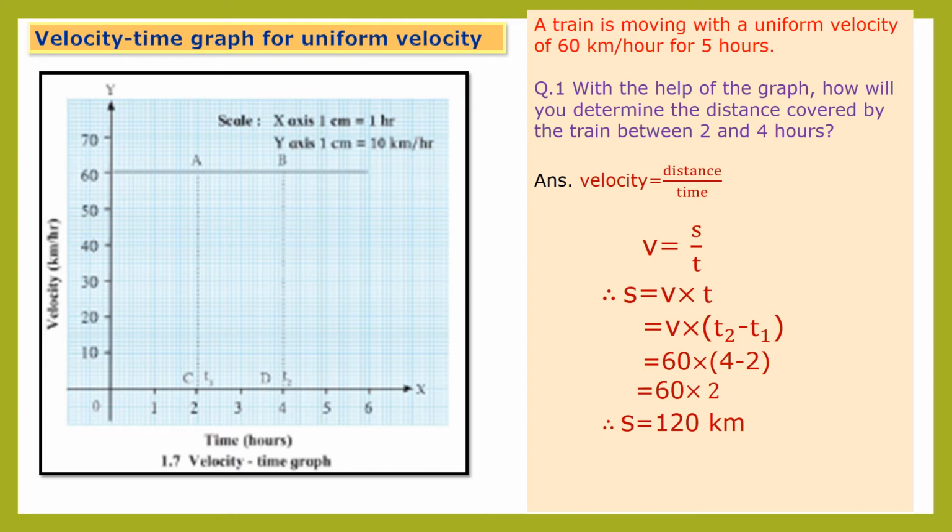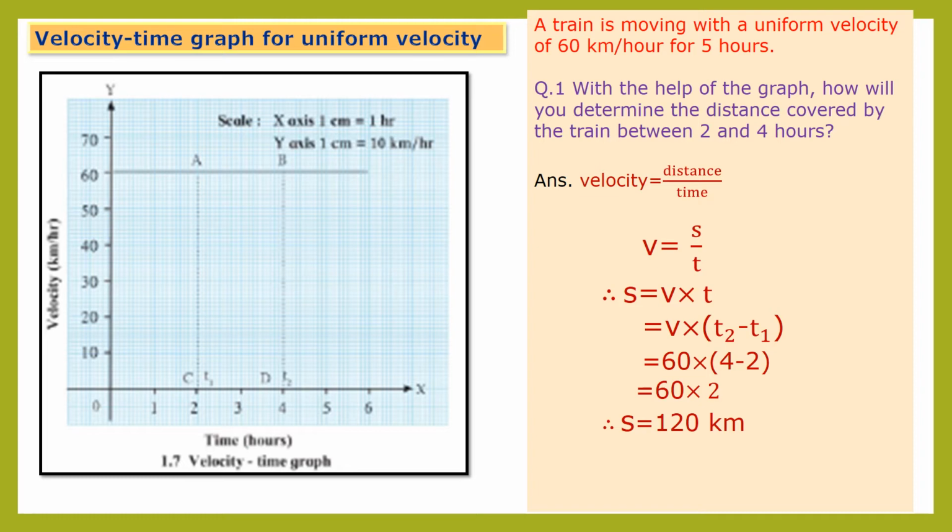The velocity time graph for this uniform motion is given, and on the basis of this we have to solve some questions. With the help of the graph, how will you determine the distance covered by the train between 2 and 4 hours? When we have to determine the distance, children, then we have to consider the formula for velocity, because velocity is related with distance. So velocity is equal to distance upon time. In short, we can write this formula: V = S/T. Therefore S, the distance, is equal to V into T.